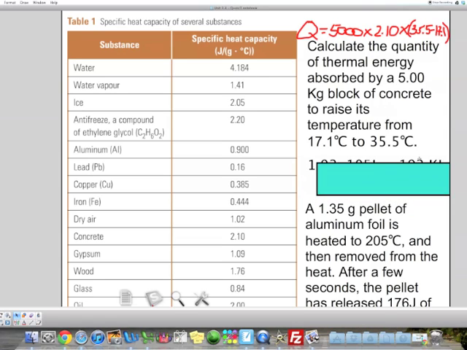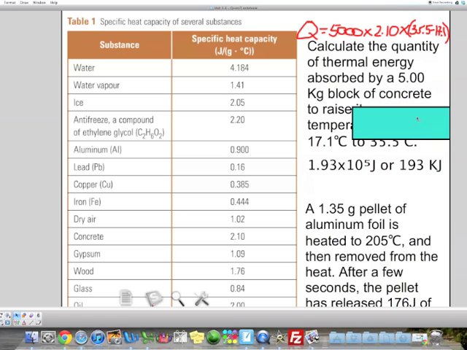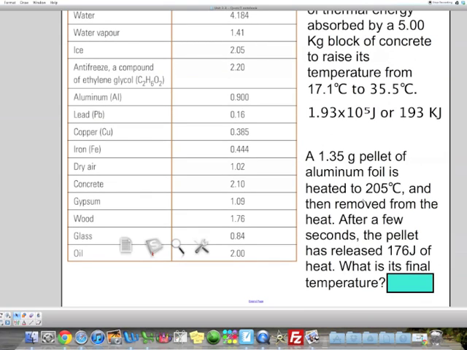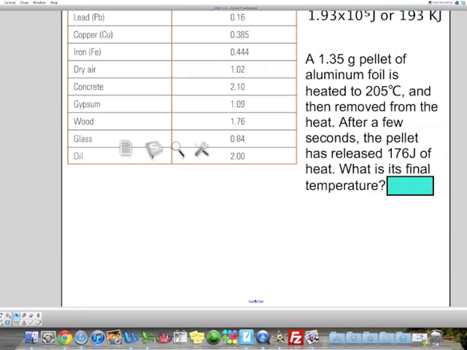Okay, so let's look at the second example. A 1.35 gram pellet of aluminum foil is heated to 205 degrees Celsius and then removed from the heat. After a few seconds, the pellet has released 176 joules of heat. What is the final temperature?